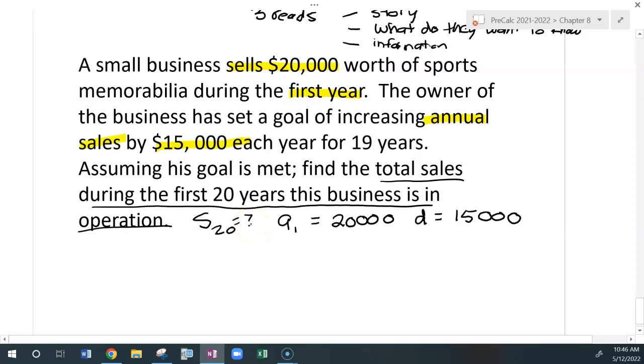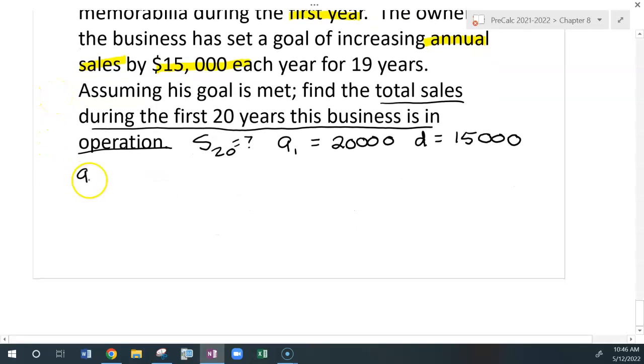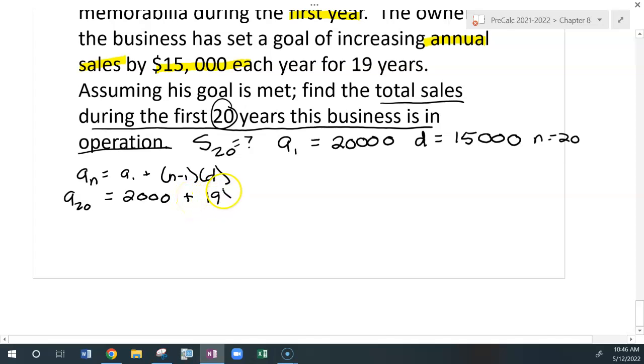So we have everything we need to solve this problem. We know our common difference. We know A sub 1. So the first thing we're going to do is figure out A sub n. And remember, A sub n is going to be A sub 1 plus n minus 1 times d. And what's n? Well, n's 20 years. So n equals 20. So now I just plug in. A sub 20 is going to be 20,000 plus 20 minus 1, which is 19, times the common difference, which is 15,000.